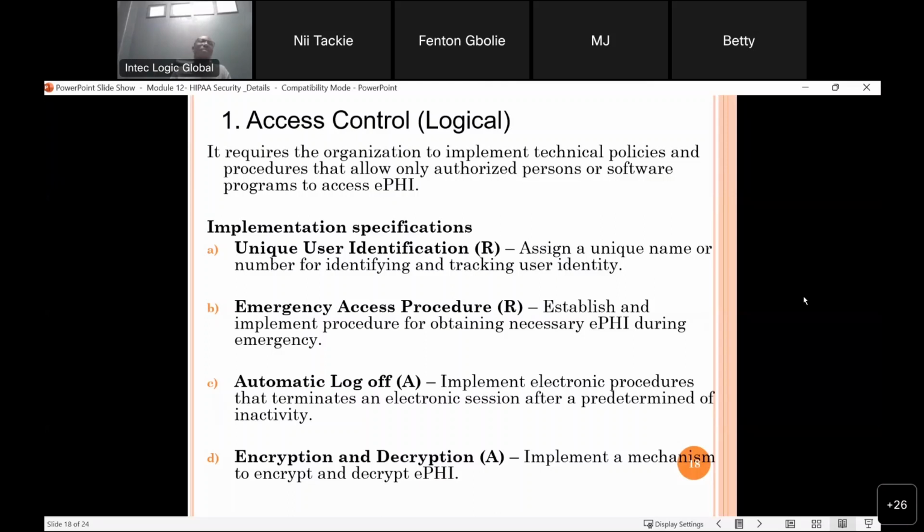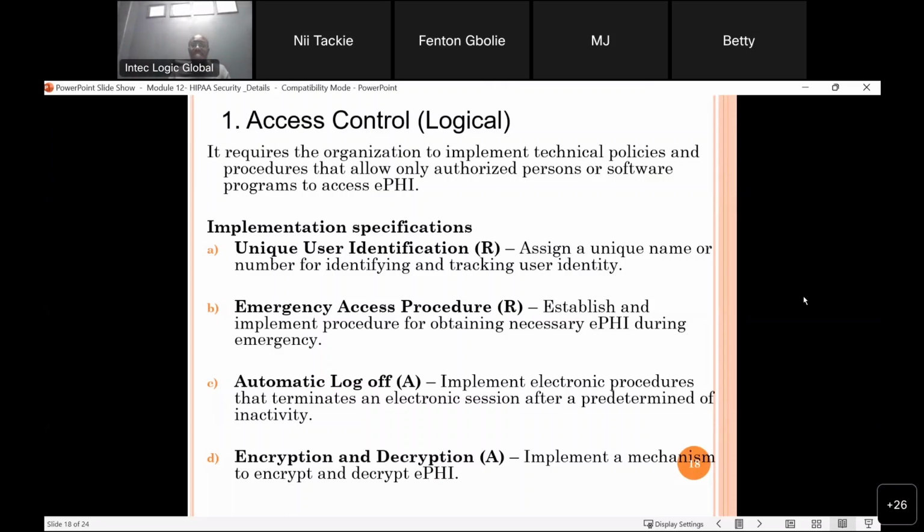So every person, every staff, every workforce. Whenever we're talking about staff in HIPAA, we call them workforce. HIPAA uses the term workforce. Every workforce member must have a unique username and password, or unique user identification.